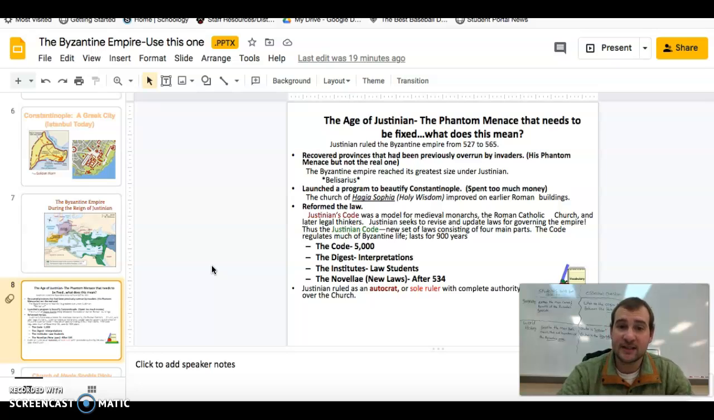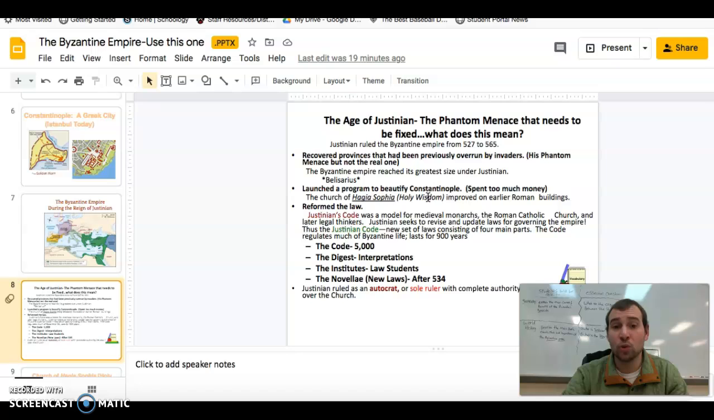The first thing he does is he sends off his main man, Belisarius, and Belisarius goes to the west and basically reconquers all of the land that the Western Roman Empire had lost to all these barbarian tribes. So he sends his main man out there, and they basically run havoc and reconquer a lot of the land that they lost. That's the first thing he does. The second thing he does is he starts to do a beautification process. He's going to make Constantinople better than Rome.